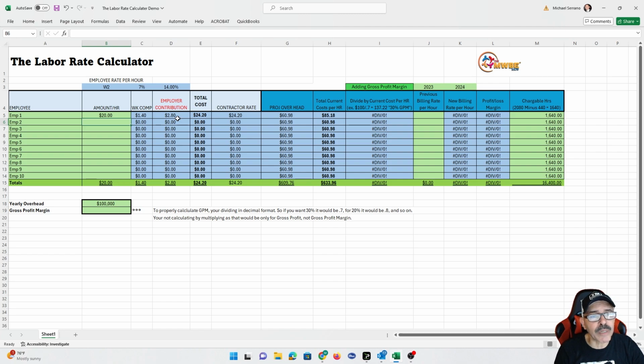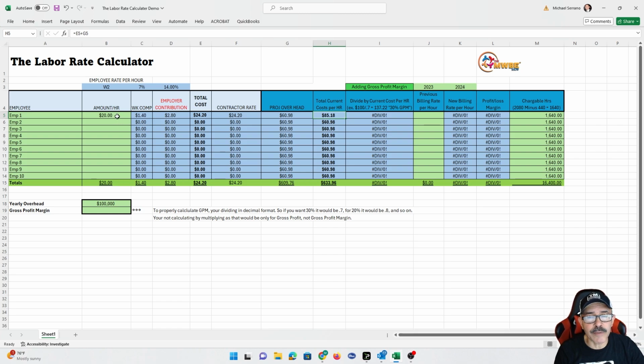So that total is about $3 and about $4.20, right? So that comes out to $24.20, right? Just with these three things. The hourly rate, workers' comp, and employer contribution. So you got that factored in here as a contractor rate. Now what happens is the overhead that you got from your yearly overhead down here comes into play, and that gets added into total current cost per hour for that employee, which is $85.18.